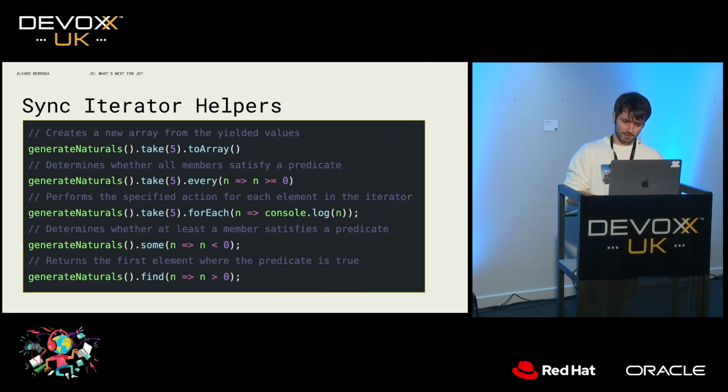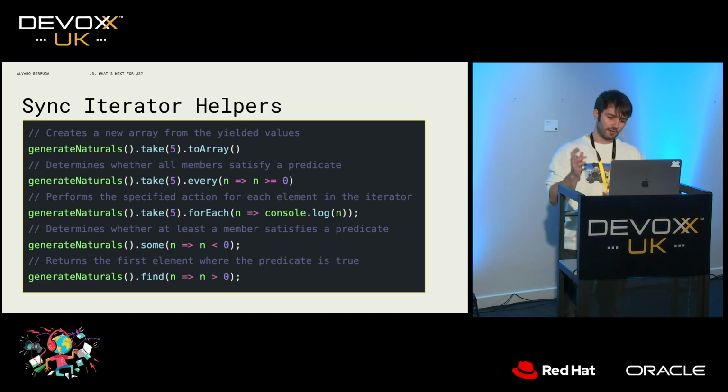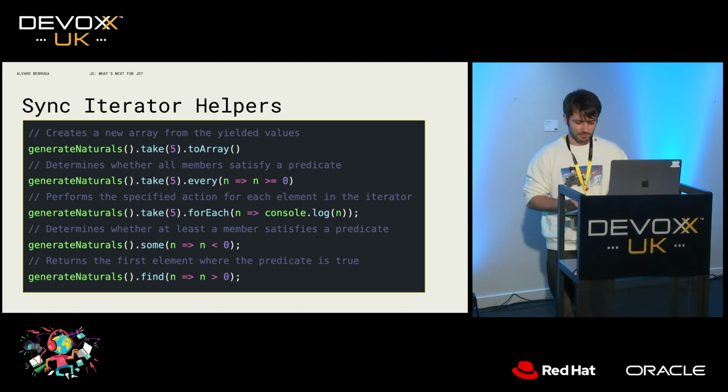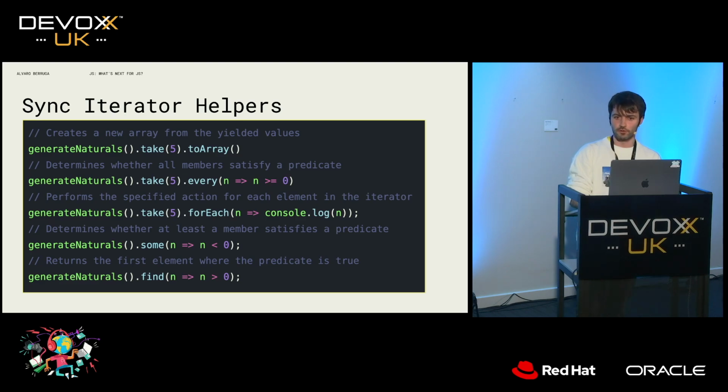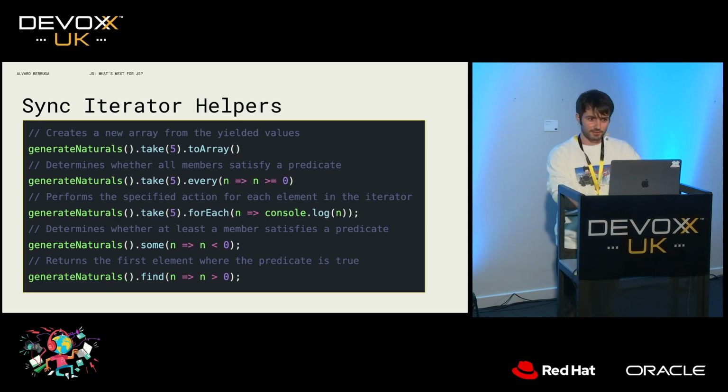There are others, like you can transform the values to an array, you can use predicates to check that some of them fulfill a condition, find, and then you can do forEach. It's pretty much everything that you can do on lists as of today. So if you want to make your code more performant, this is a good way.